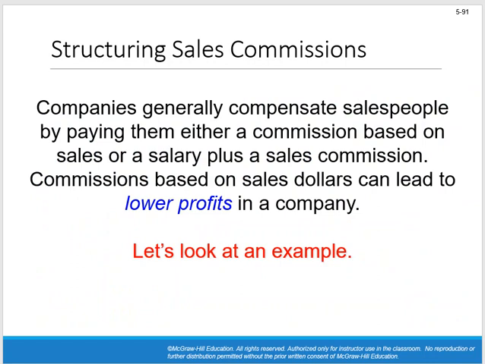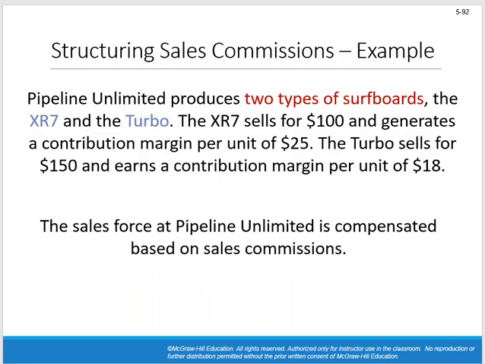Sales commissions. A lot of companies generally compensate their salespeople by paying them either a commission based on sales or a salary plus an amount of sales commission. Commissions based on sales dollars, however, could potentially lead to lower profits depending on how we structure it. What I'm saying is we need to be smart in how we're structuring it, making sure that we're motivating our salespeople to sell the right products.